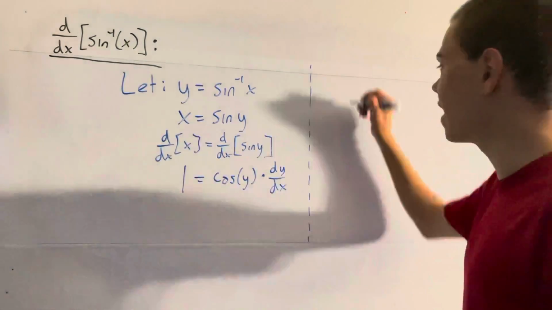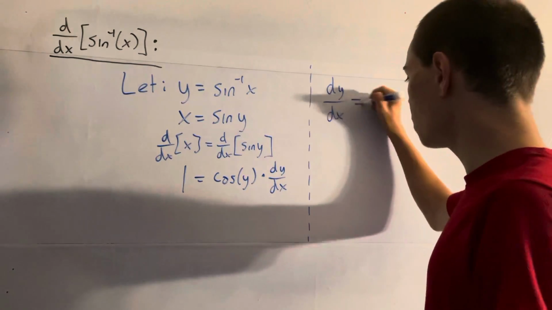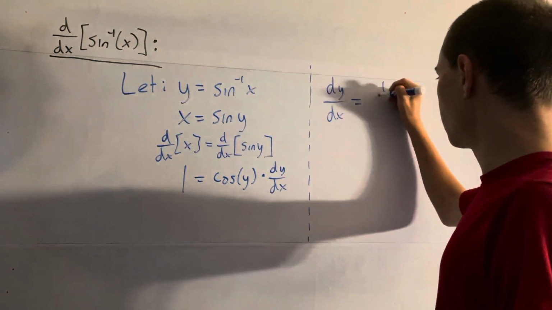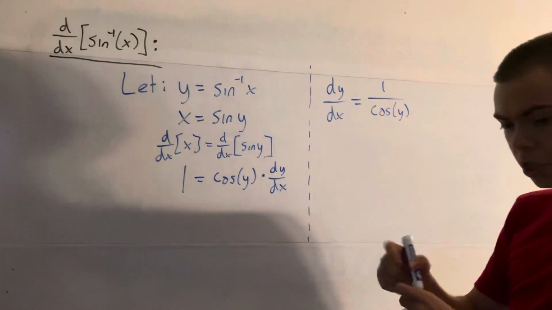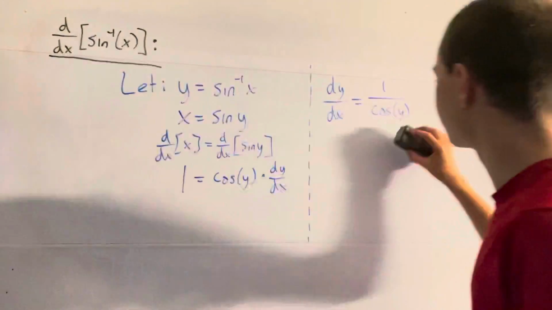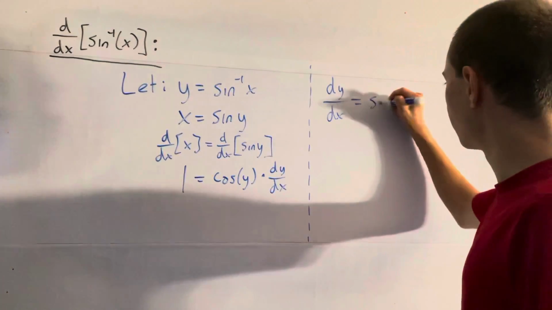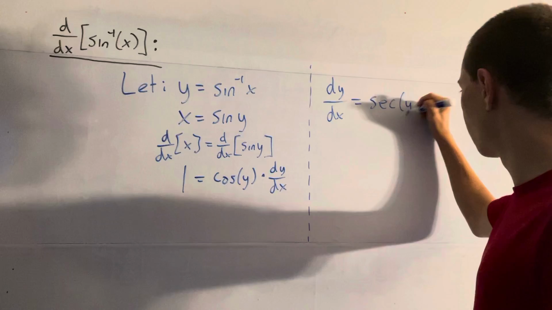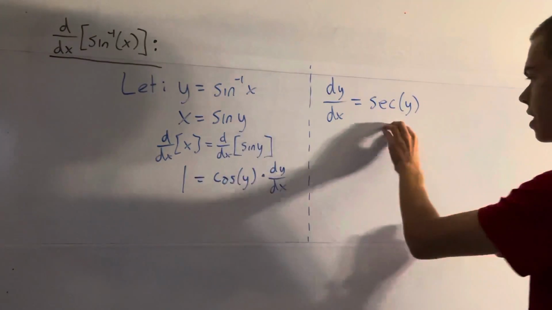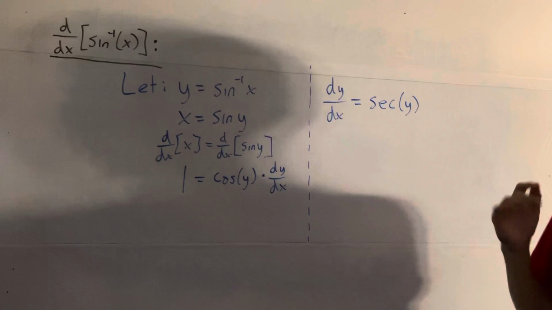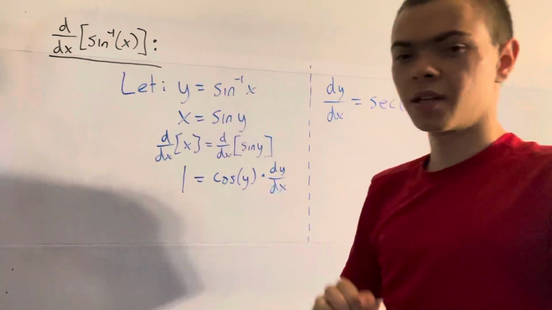Solving for dy over dx, you're going to get that dy over dx is equal to 1 over the cosine of y, which we know is the same thing as the secant of y. So we get dy over dx equals the secant of y. So this is what dy over dx is equal to. So now we have to get y in terms of x.